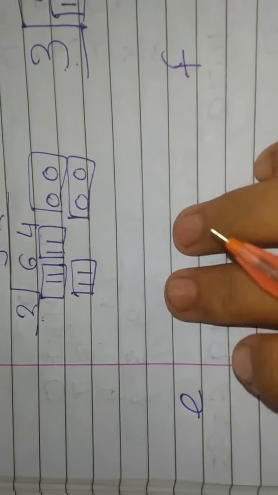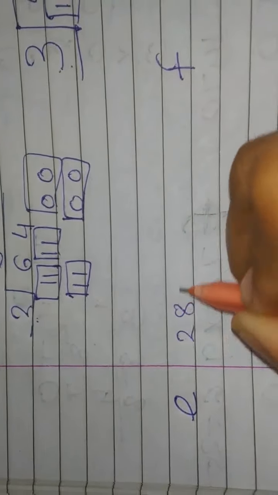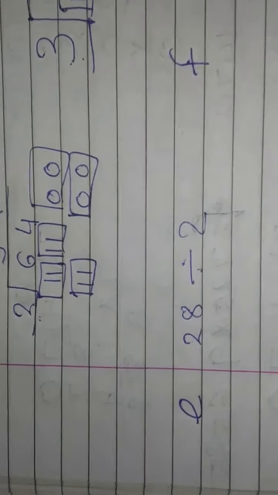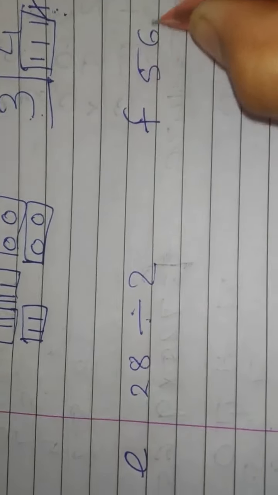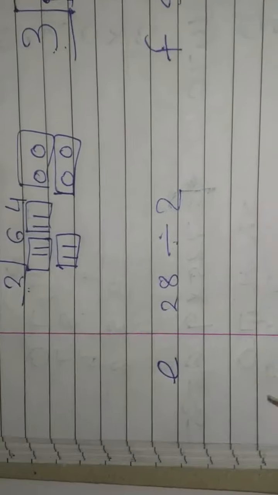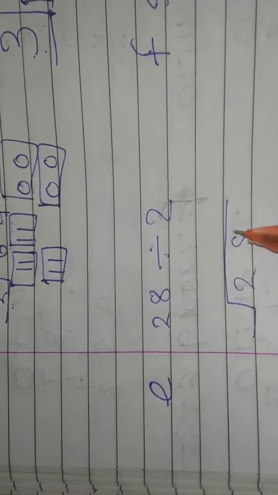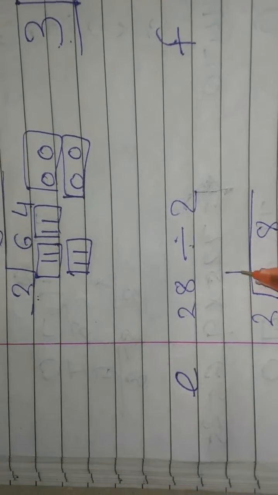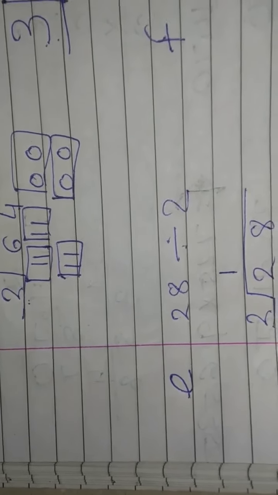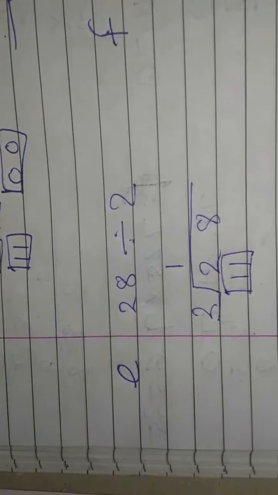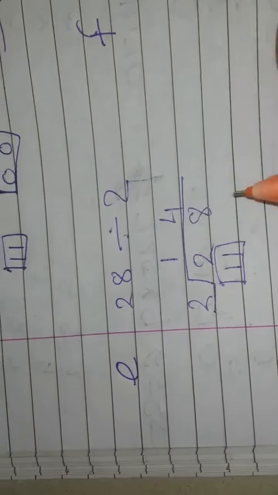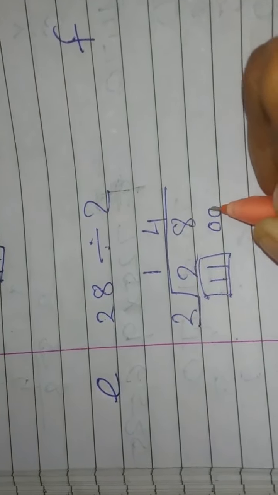Okay students, now the next sum is 28 divided by 2 and the next sum is 56 divided by 4. So what do we have to do? We have to draw here 28 divided by 2. 2 ones are 2. This 2 we have to draw out. We divided this into 2 groups. 2 4s are 8. So here we have to draw 4 circles.